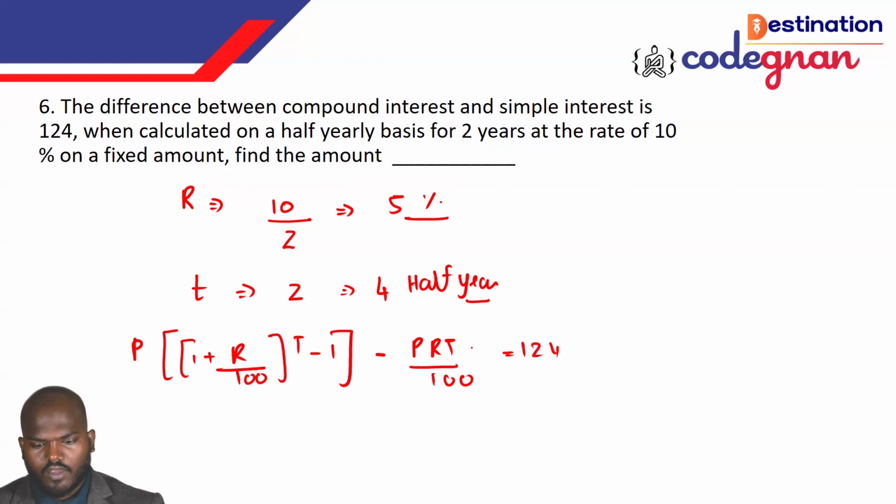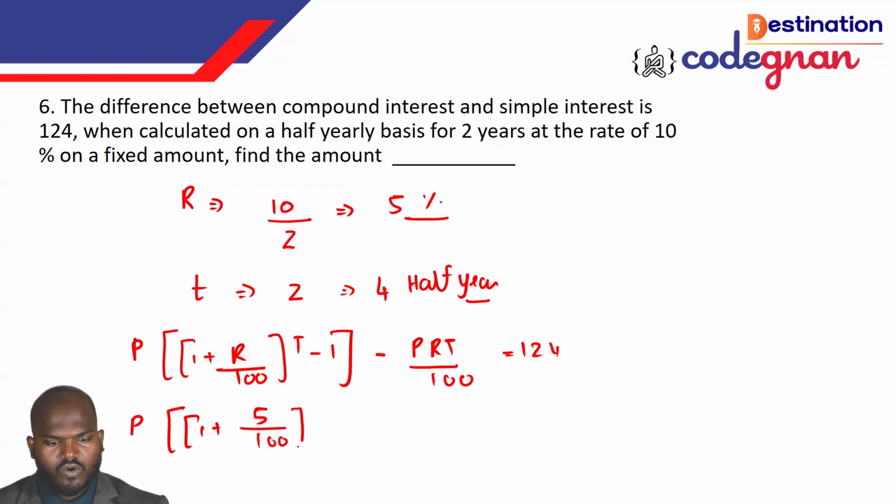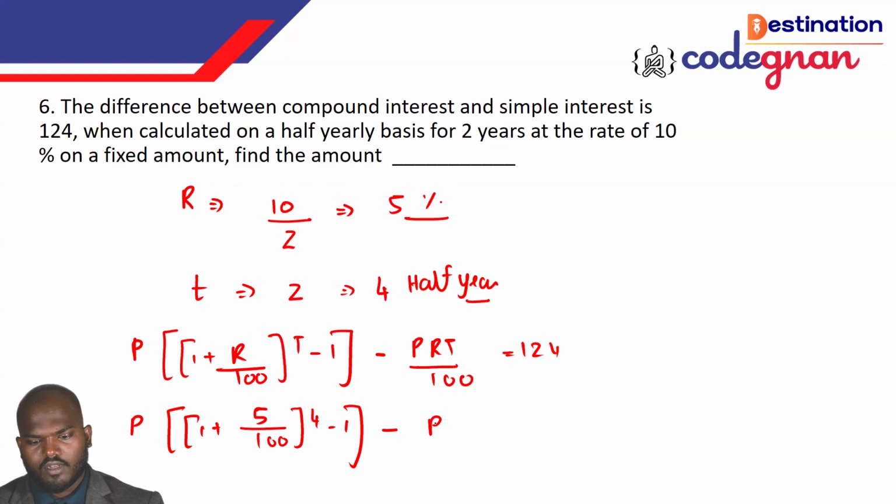If you're sorting out this one with respect to the value which is given, that is P times (1 + 5/100)^4 minus 1, so minus PRT. P we don't know, right? So we are taking P as common. If you take it up, that's P times of 5 times 4 by 100. If you keep it up, that's the value, it will give you that 124.